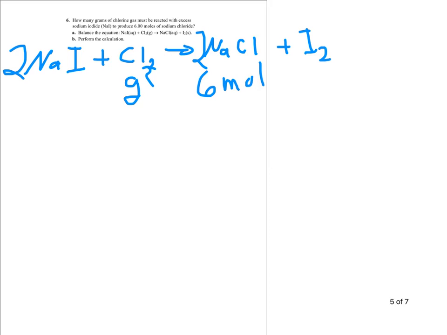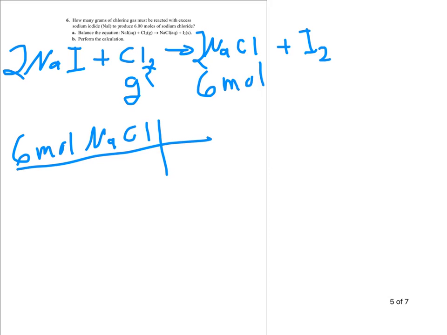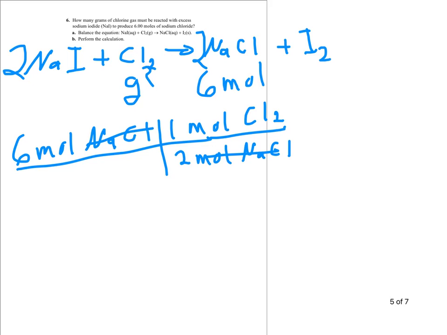The first step again, we need to change moles to moles. Moles of sodium chloride to moles of chlorine. So 6 moles of sodium chloride. Our mole ratio is going to be 2 moles of sodium chloride for every 1 mole of chlorine gas. Moles cancel moles. It's real simple. I'll just go ahead and take the 2 into the 6, make that a 3.